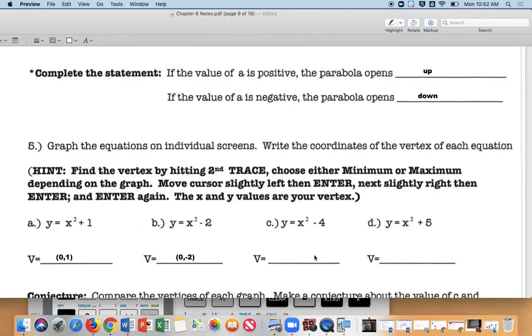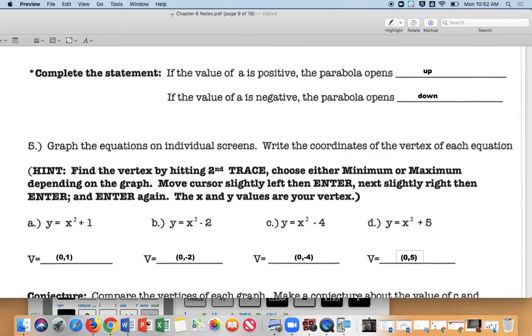Anybody want to take a guess at what this one would be? I know. Nicely done, Garrett. It would be 0, negative 4. And as you kind of figured out by now, this would be 0, 5.